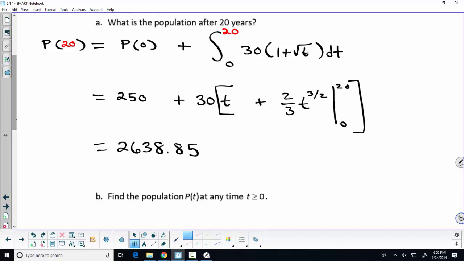Is our result. And so what does that mean? Yeah, population. Right, good. Population after 20 years. I mean, we'd probably say it's 2,638 people, right? That's what we have. Okay. So for part B then, it's pretty much the same except we're finding P of t instead of P of 20. So we can see what changes there.